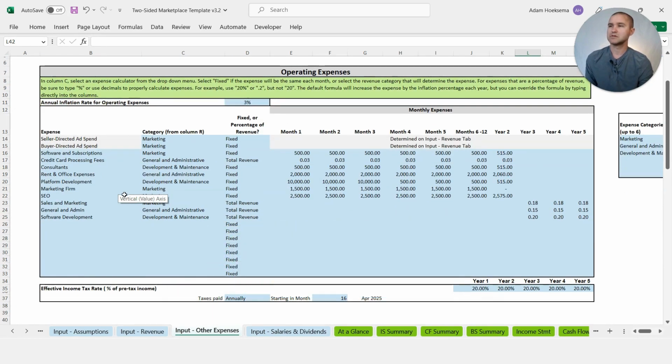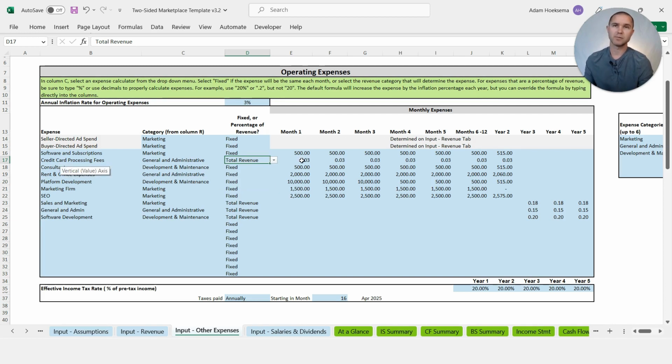You have the ability to add in different expenses here. You can add in your own expenses and categorize them. We've got a few pre-populated categories here: marketing, general and admin, and development and maintenance. You can select whether you want the expense to be a fixed dollar amount, meaning it's the same dollar amount each month, or a percentage of revenue. It could be a percentage of marketplace revenue, seller-side subscription revenue, buyer-side subscription revenue, or total revenue. So in this case, I'm going to say that credit card processing fees are going to be a percentage of total revenue.